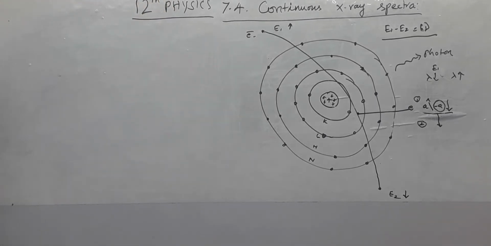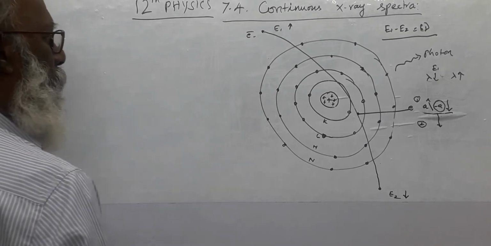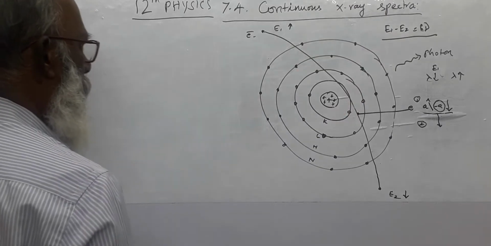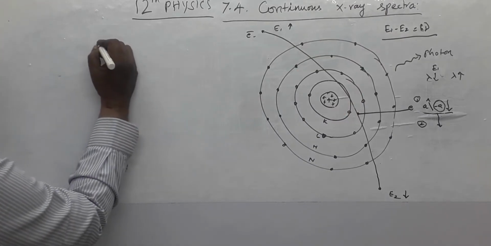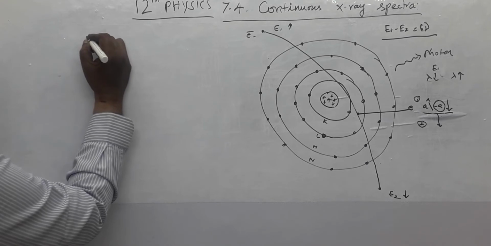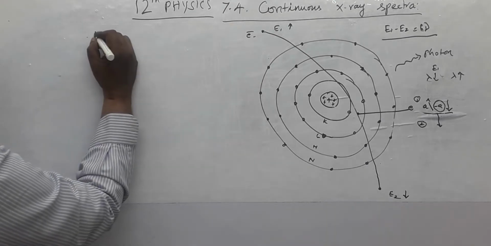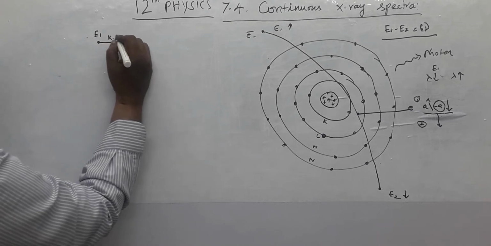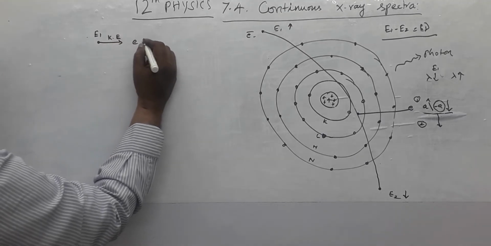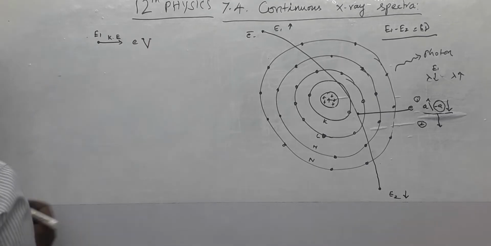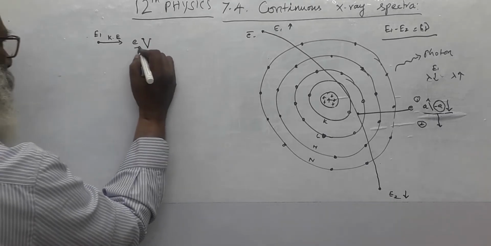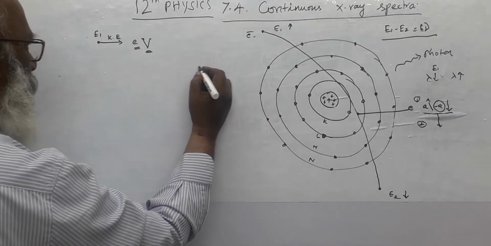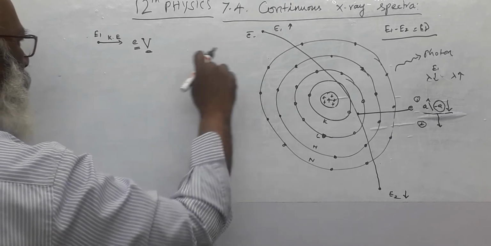Radiation of photon energy is equivalent to E1 minus E2 equal to h nu. Now I have to consider the initial energy E1. The kinetic energy of this electron depends on eV, where e is the charge of the electron and V is the voltage applied between the anode and the cathode.